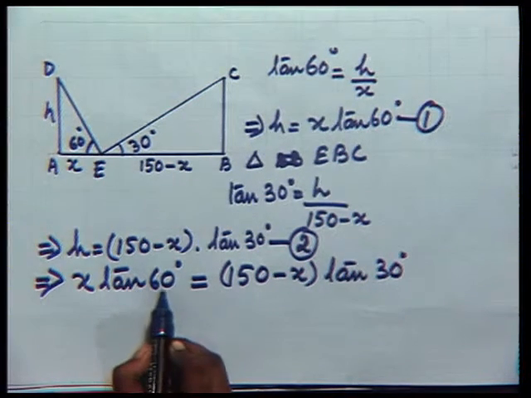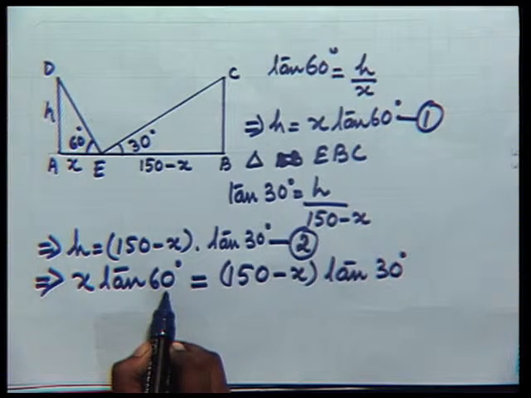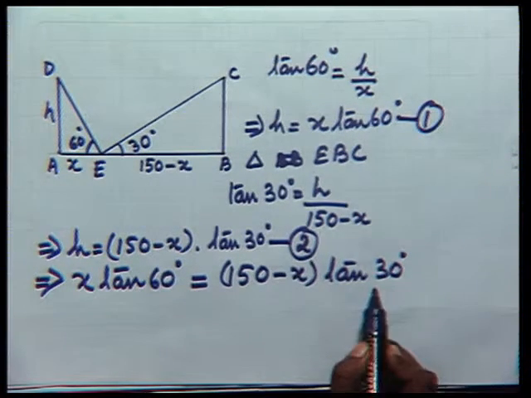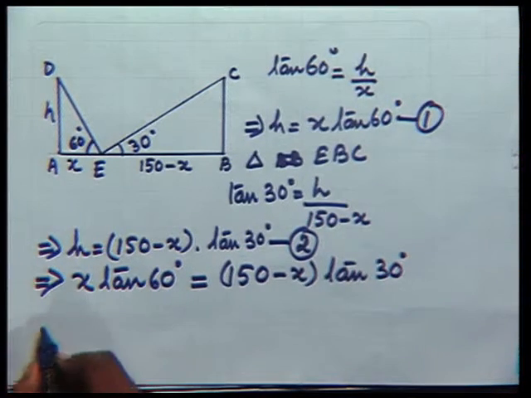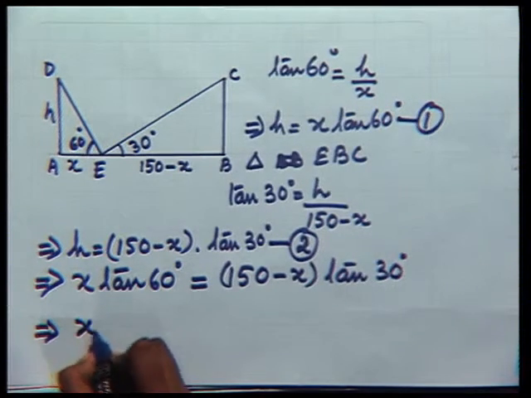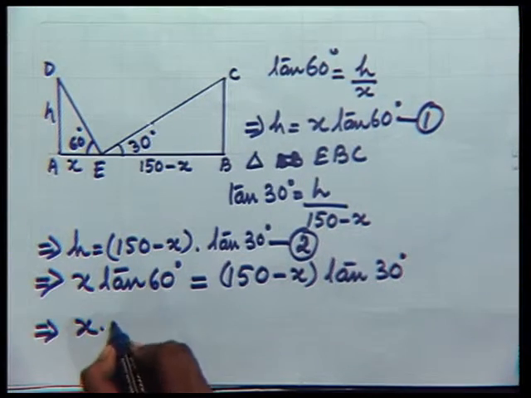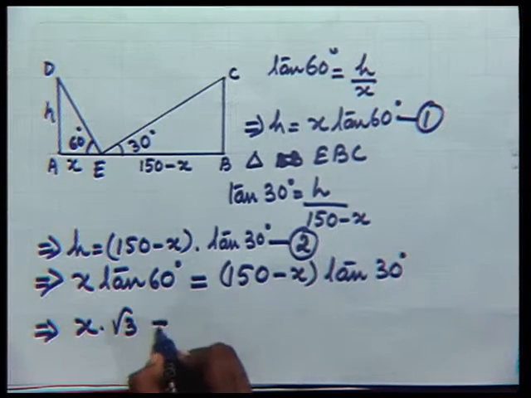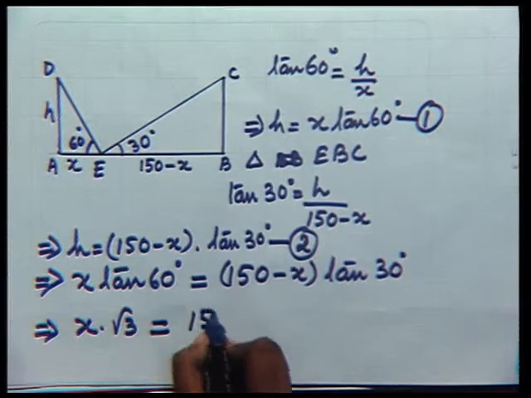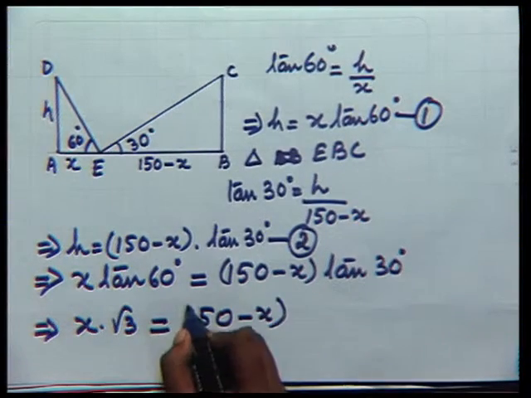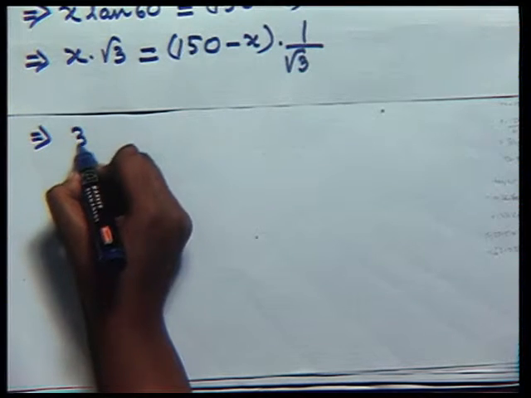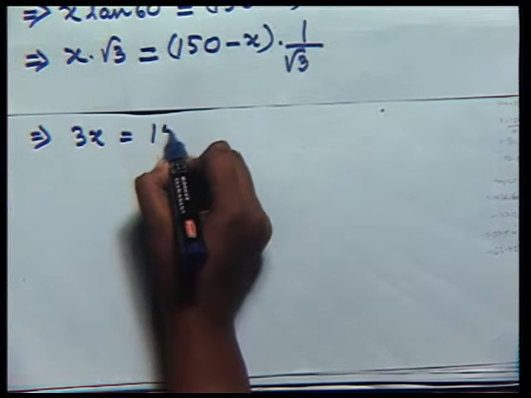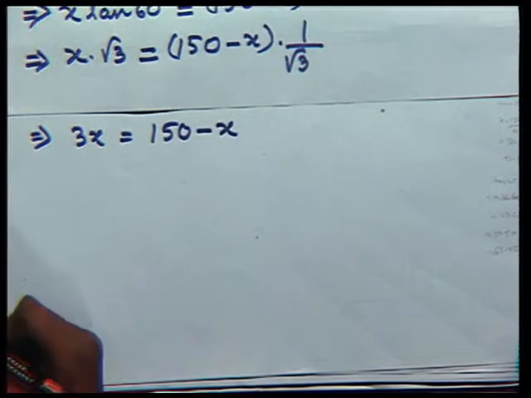But tan 60 degree is equal to under root 3, the value of tan 60 is under root 3 and the value of tan 30 degree is 1 upon under root 3. So, replacing these values, we get on the left hand side x into under root 3, this is equal to 150 minus x into 1 upon under root 3, or this implies that 3x is equal to 150 minus x.